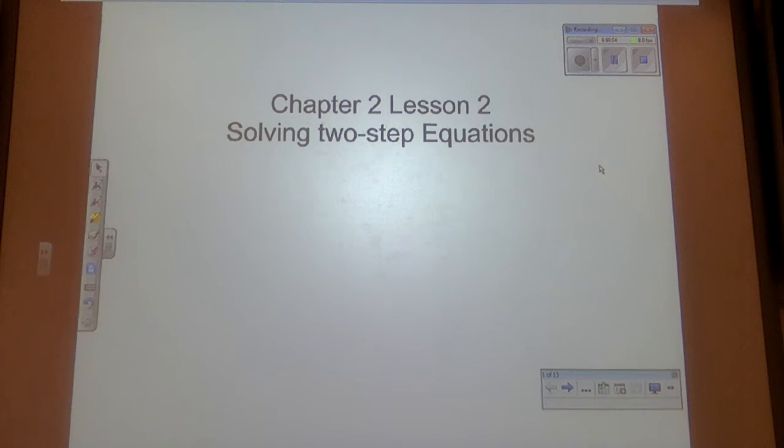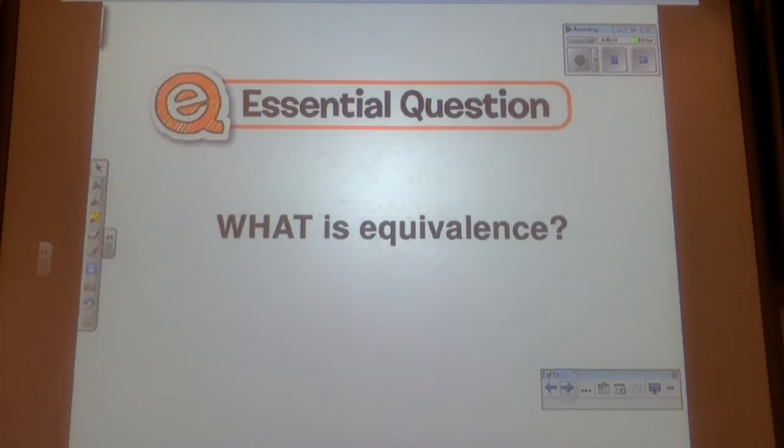Right now you should be sitting in a quiet space, ready to learn our new lesson. You should have your packet that we handed out to you in class today. So we're going to do Chapter 2, Lesson 2, Solving Two-Step Equations. Make sure you are following along in your packet. You should be writing as we are writing. We will be checking your packets tomorrow.